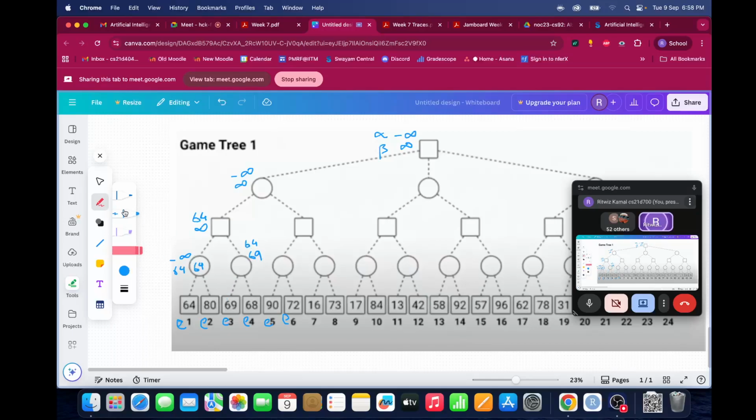With this 64 and 69 in mind, E4 will return a value of 68. 68 is lesser than 69. So now the beta value will get updated to 68. And this will have a beta value of 68. Now this will return the 68 to its parent max node. 68 is greater than the current alpha value that this max node has. So the alpha value of this max node will get updated to 68.